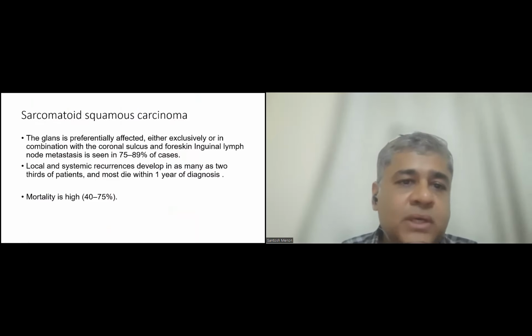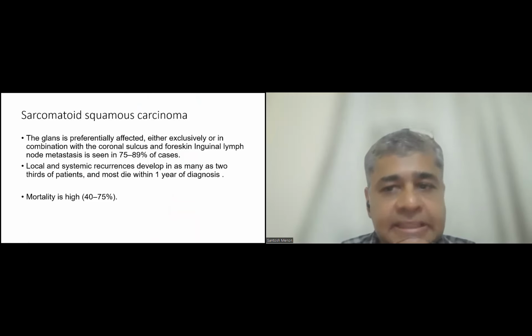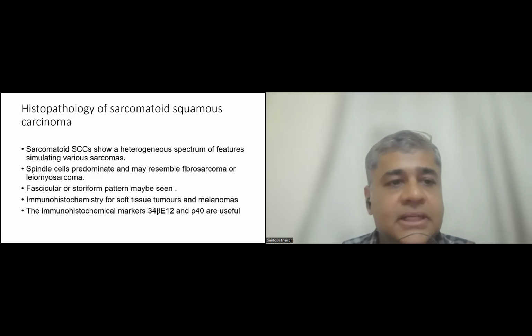The dangerous histological subtype is the sarcomatoid squamous carcinoma, a very fast-growing tumor. Most patients already have either a nodal metastasis or a distant metastasis in the lung. Whatever cases we have seen, mostly none of them have survived beyond 2 or 3 years, because most of the time they present with systemic recurrences and systemic metastasis early.